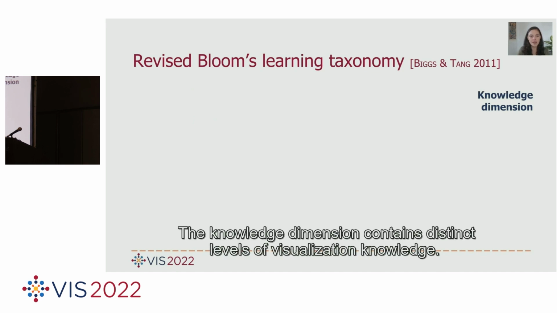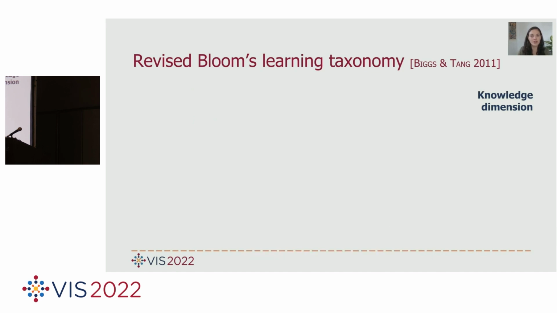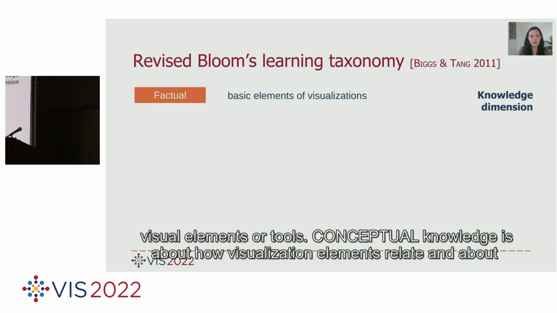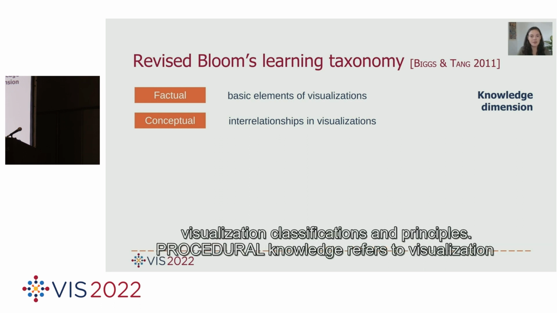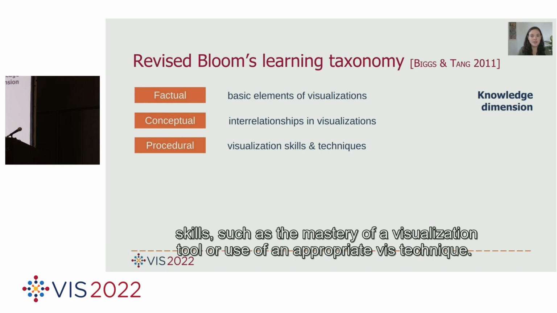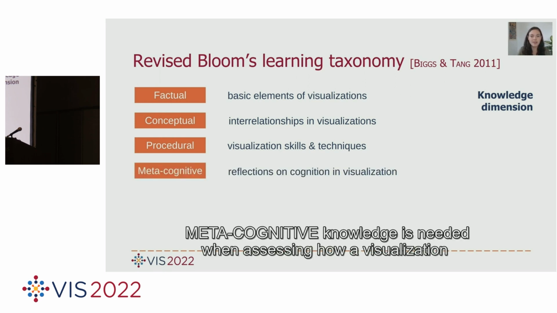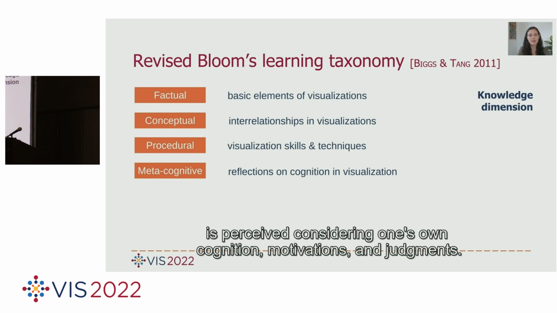The knowledge dimension contains distinct levels of visualization knowledge. Factual knowledge refers to the basic elements of a visualization that include terminology, visual elements, or tools. Conceptual knowledge is about how visualization elements relate and about visualization classifications and principles. Procedural knowledge refers to visualization skills, such as the mastery of a visualization tool or use of an appropriate viz technique. Metacognitive knowledge is needed when assessing how a visualization is perceived, considering one's own cognition, motivations, and judgments.